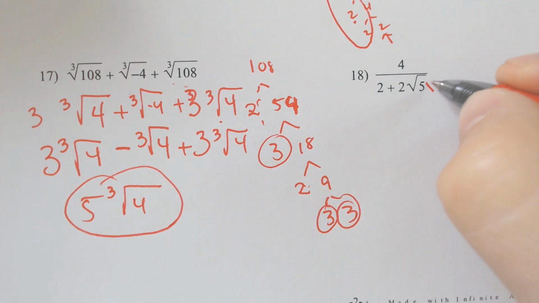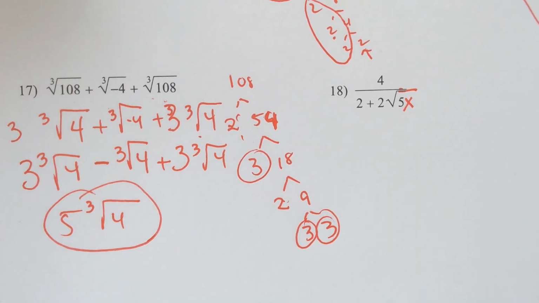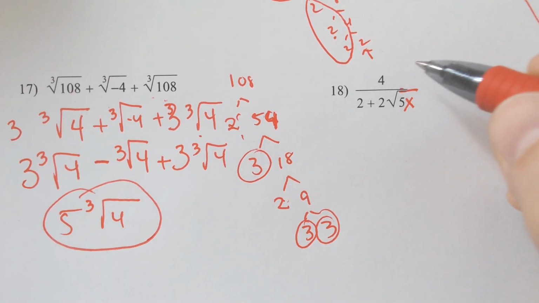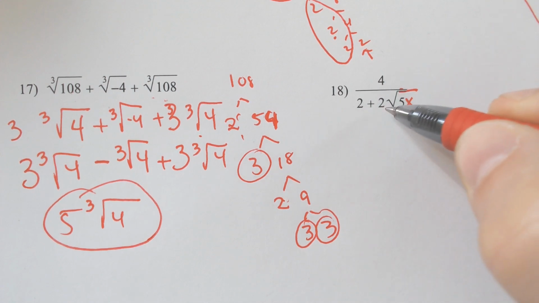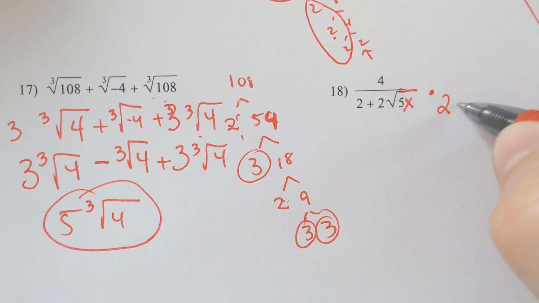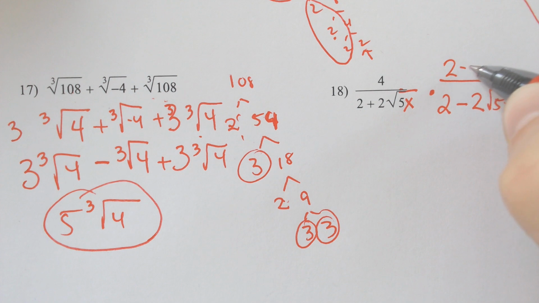Last one for the video. I am putting an X here because on my quiz, I put an X there because otherwise your calculator can simplify it for you, and I am that mean. I am. We have 2 plus 2 square root of 5x. We need to multiply by 2 minus 2 square root of 5x and 2 minus 2 square root of 5x.